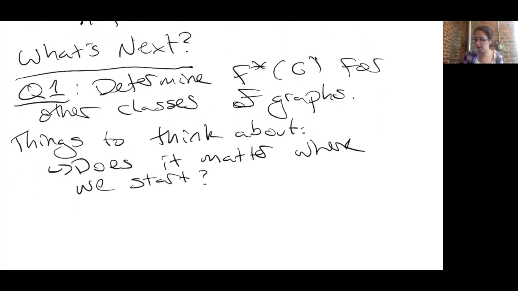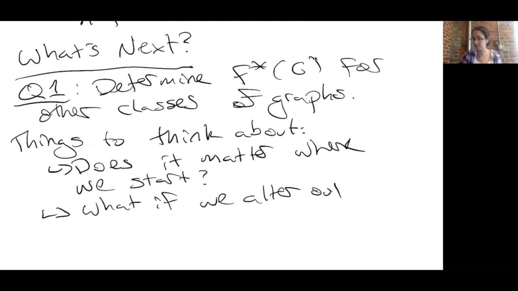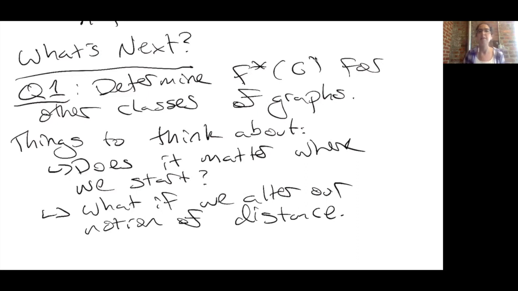Another thing to think about is, what if we alter our notion of distance? In the problem as I defined it, I'm using the graph distance, by which I mean the length of the shortest path between two vertices. That's the distance. But what if I didn't require the director to pick a vertex whose shortest path between that and the current spot was D, whatever the explorer said? What if they're just allowed to pick any path?